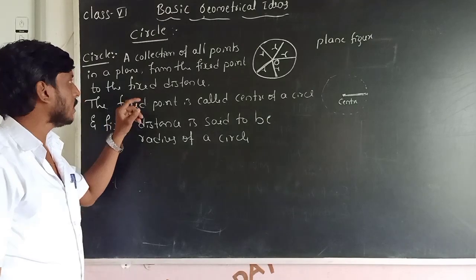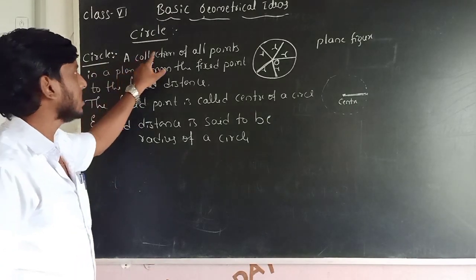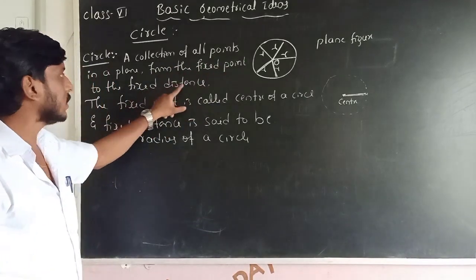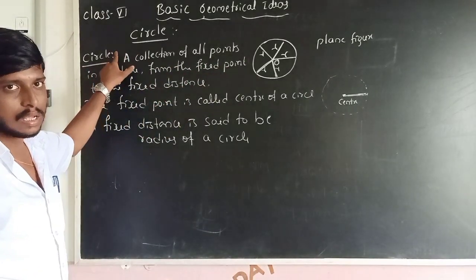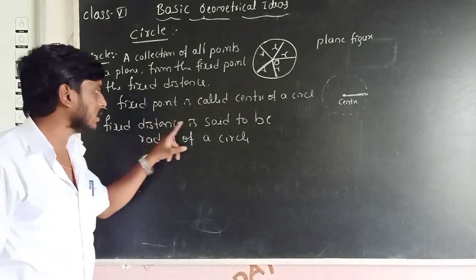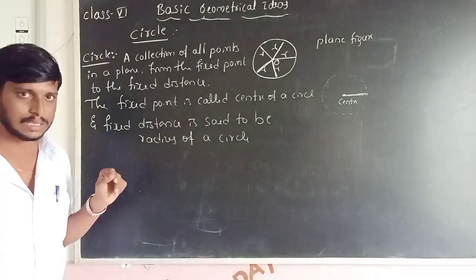What do you mean by circle? A collection of all points in a plane from the fixed point to the fixed distance is called a circle. The fixed point is called the center of a circle and the fixed distance is said to be the radius of a circle.